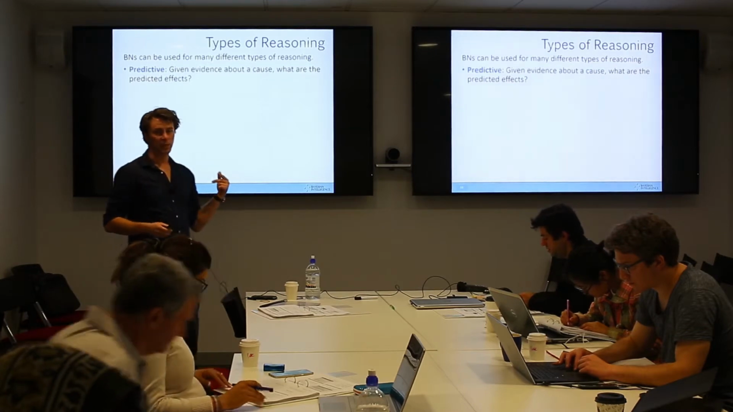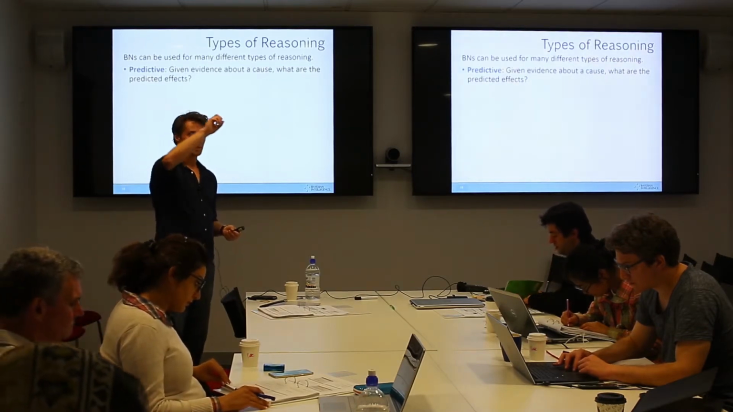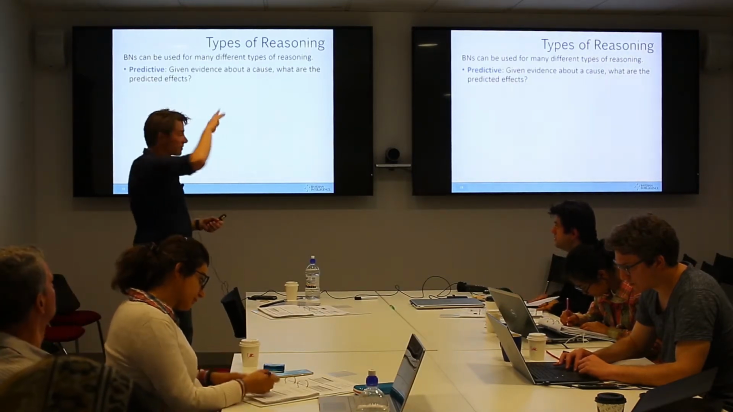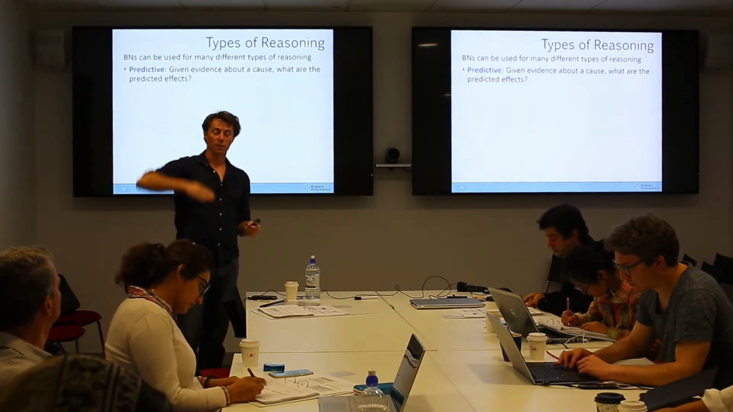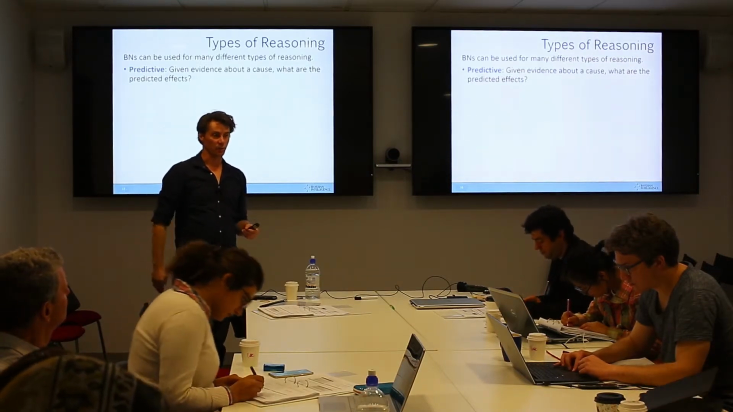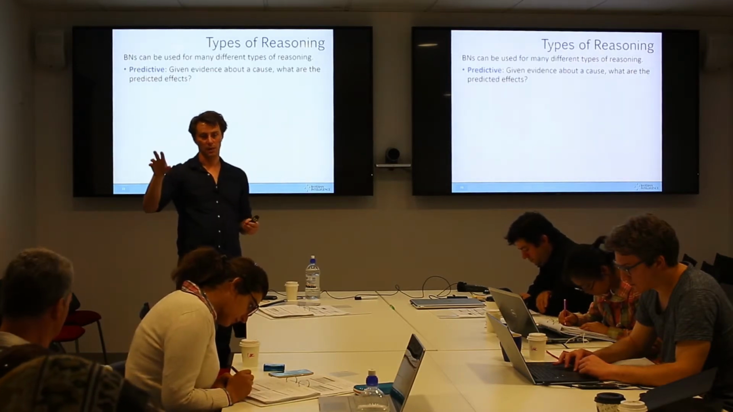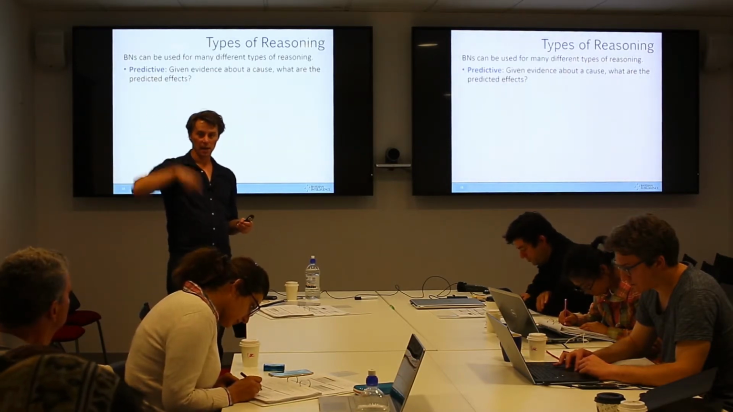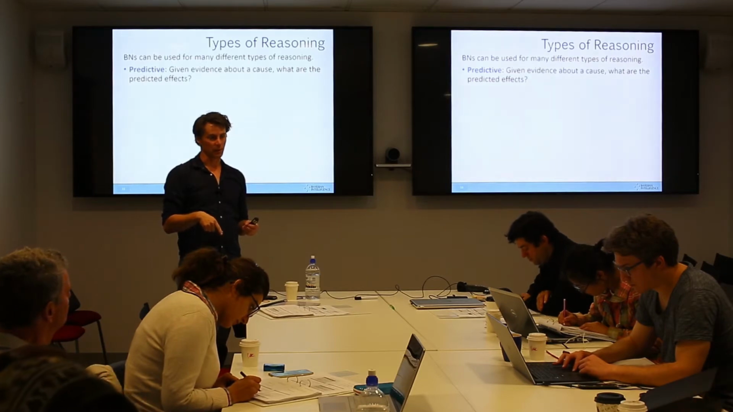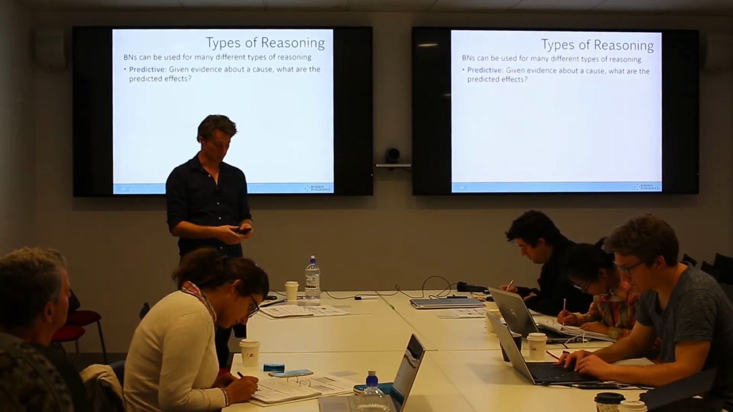Okay, so we've got a few different types of reasoning that we can do with a Bayesian network. The first one is predictive, where we have some knowledge about the causes, and we want to make some inference about the effects of those causes. So we know what's happening with the pesticide use, and we know what's happening with the drought condition, and we make an inference about what's happening with the native fish population.